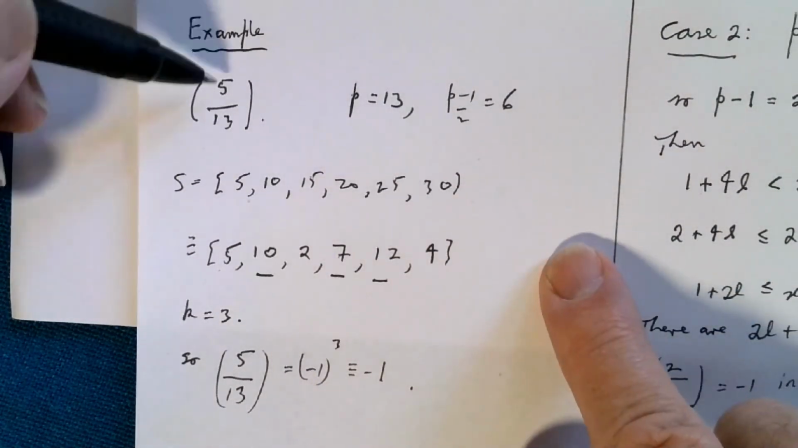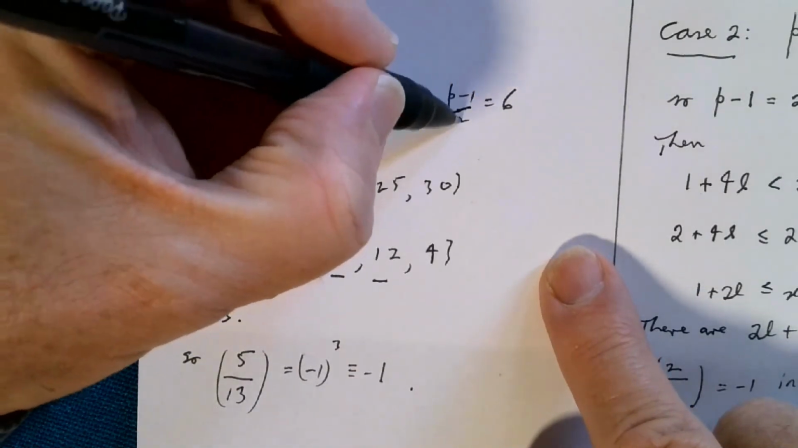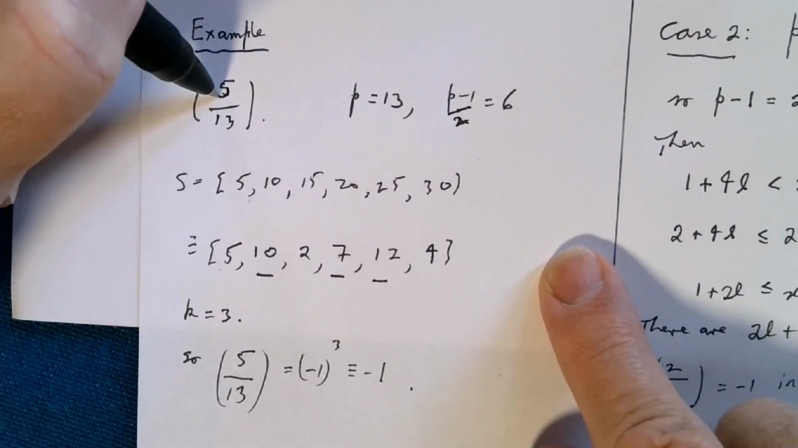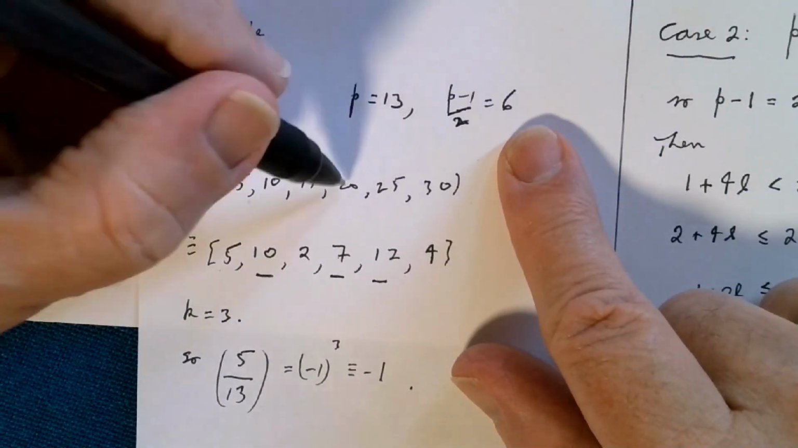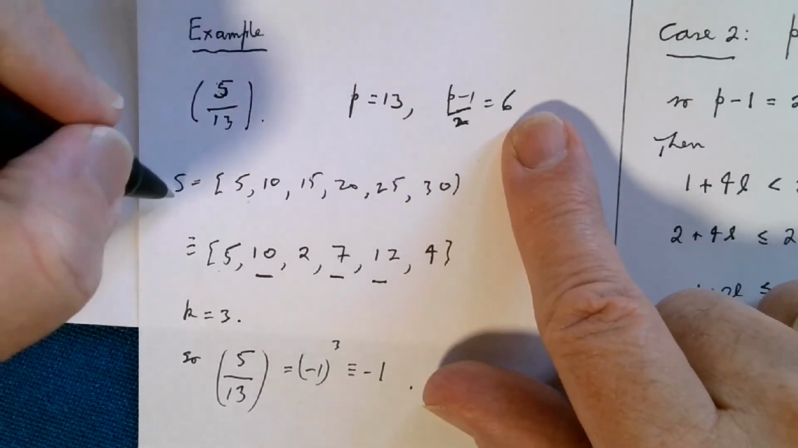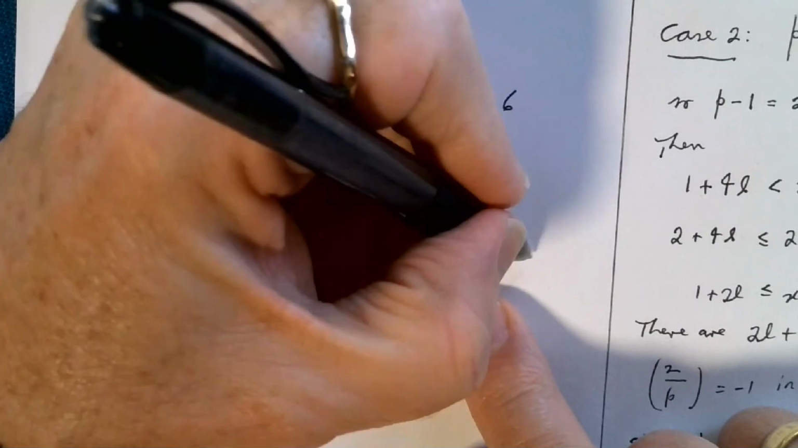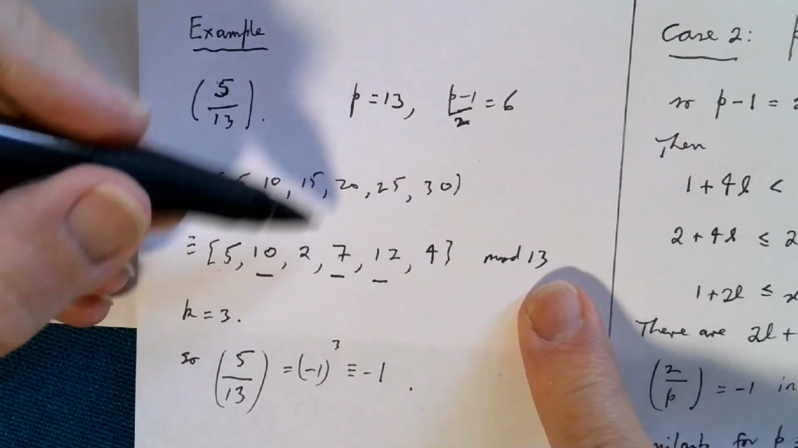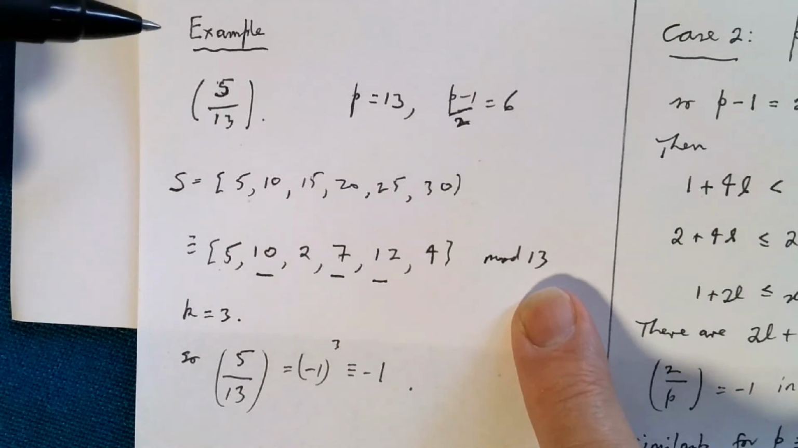We're going to evaluate the Legendre symbol 5 on 13. So P is 13, so (P minus 1)/2 is 6. So I take the multiples of 5 up to 5 times 6. So that's 5, 2 lots of 5, 3 lots of 5, 4 lots of 5, 5 lots of 5, up to 6 lots of 5. That was our S. And now we reduce this modulo 13. So 5 is 5, 10 is 10, 15 is 2 mod 13, 20 is 7 mod 13, 25 is 12 mod 13, 30 is 4 mod 13.